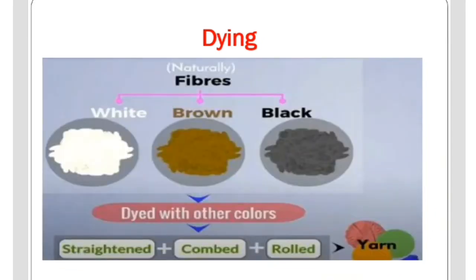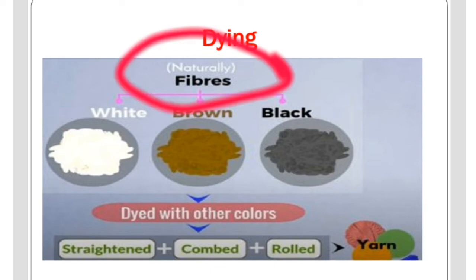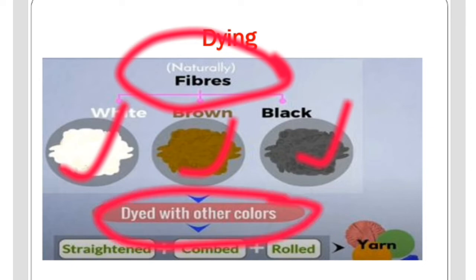Fifth step is dyeing. The natural color of sheep and goats is white, brown, and black. So the fibers can be dyed in various colors. Okay.